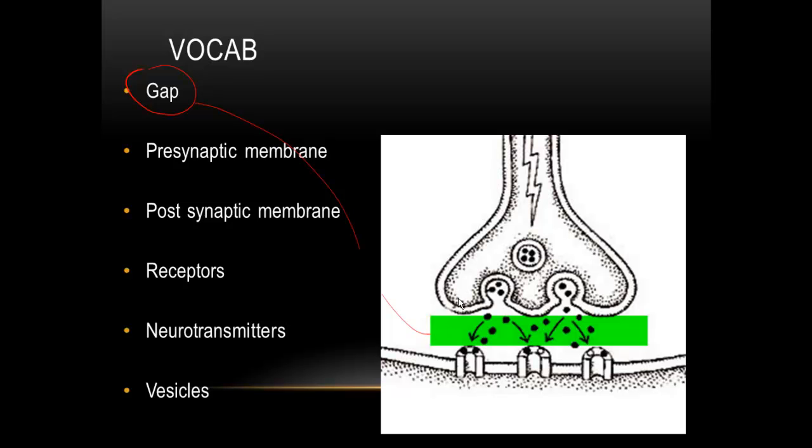So this is one synaptic terminal blown up. These are what I call the nubby nubs, or the swellings at the end of our axon. The gap is the space. The presynaptic membrane is going to be the membrane on this side of the gap. Postsynaptic membrane, the membrane on the other side of the gap.